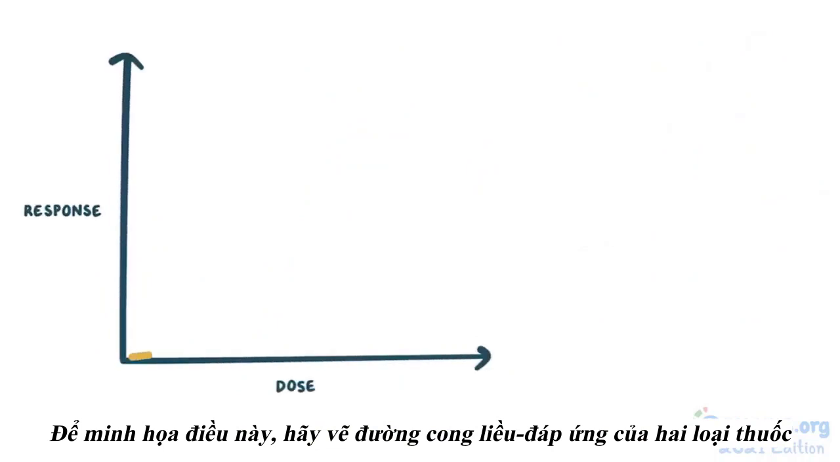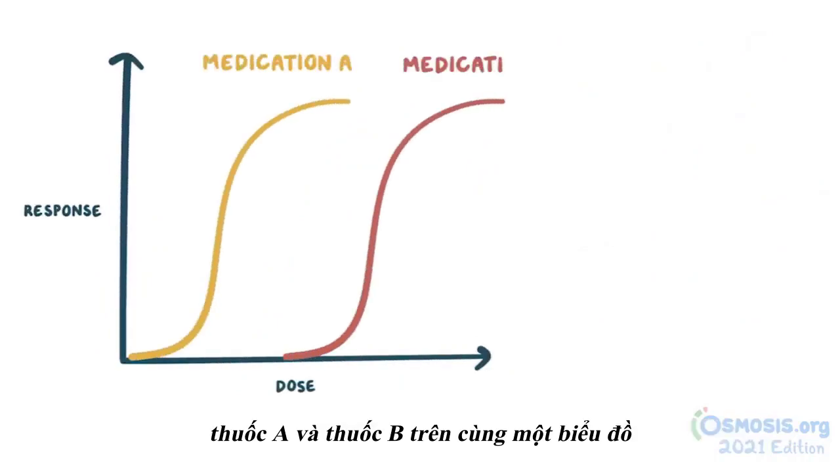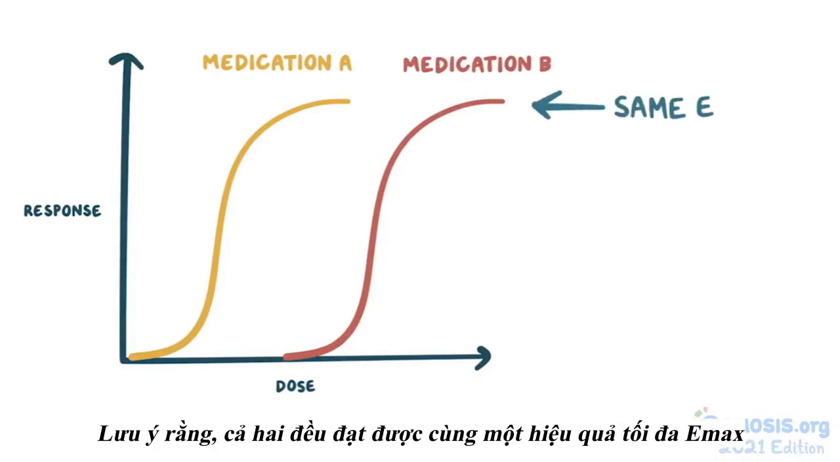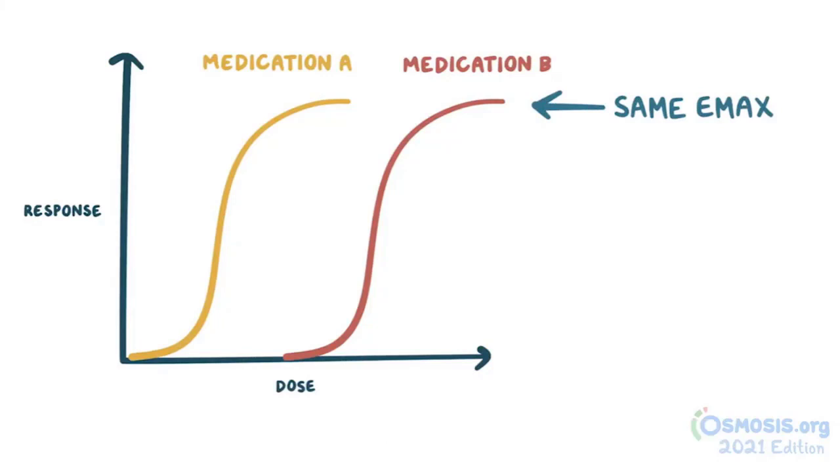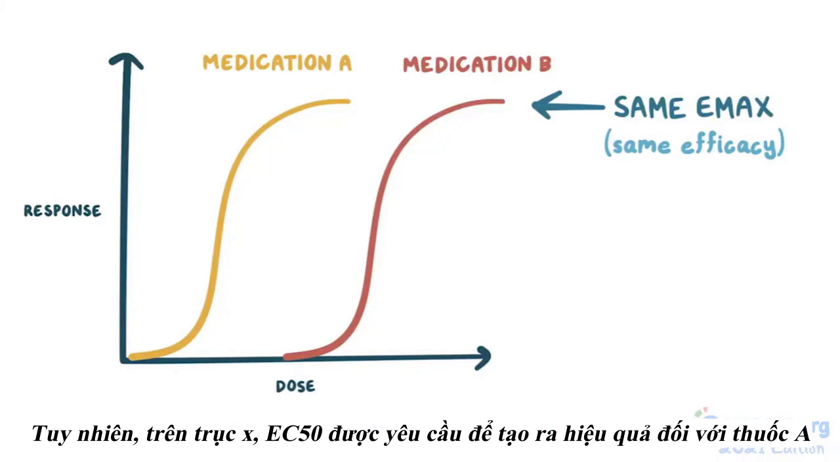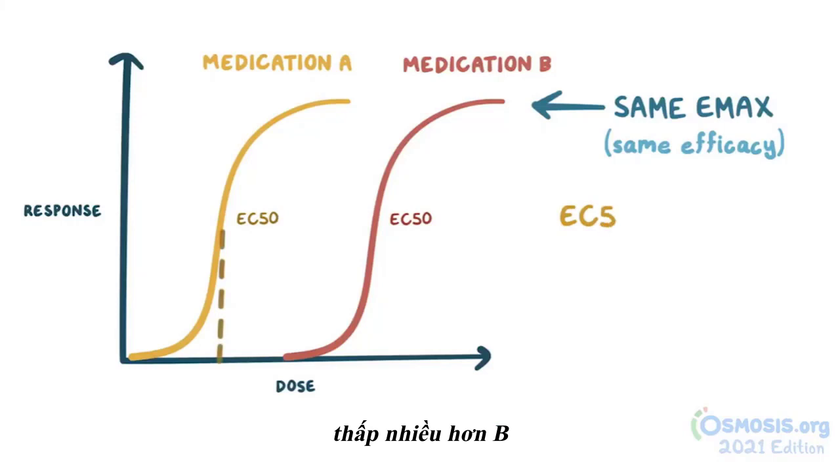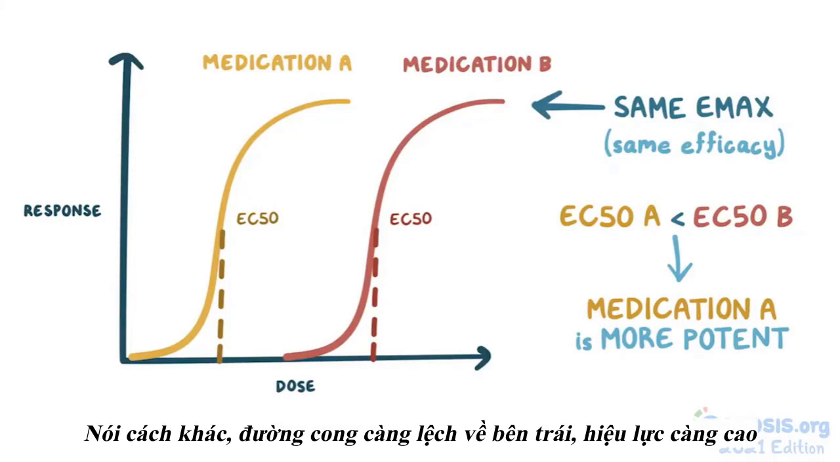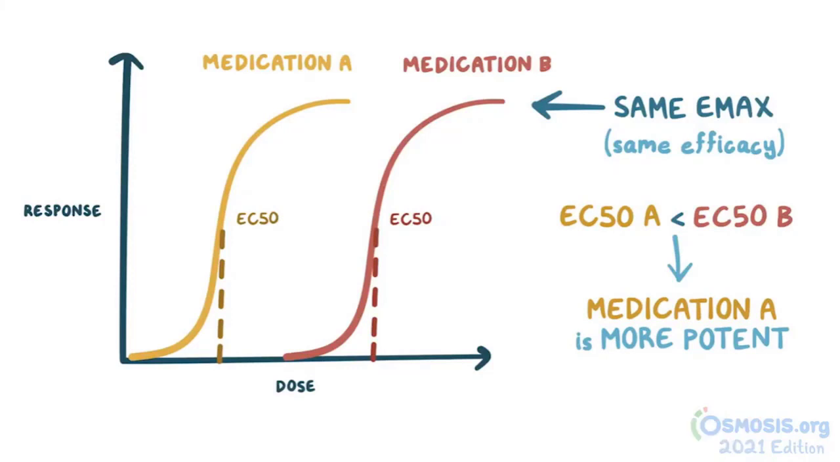To illustrate this, let's plot the dose-response curves of two medications, medication A and medication B, on the same graph. Notice that both reach the same maximum effect on the y-axis, so the same efficacy. However, on the x-axis, the EC50 required to produce 50% of that effect is much lower for medication A than B, meaning medication A is a lot more potent than B. In other words, the closer the curve is to the left, the higher the potency is.